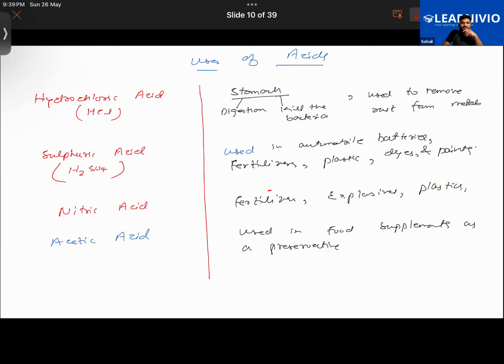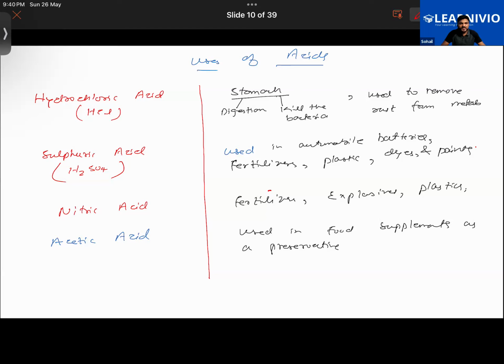Also give some examples of strong acids. Sir, hydrochloric acid. Hydrochloric acid, very good. Then sulfuric acid. Sulfuric acid, good. And nitric acid is also there. Okay, nitric acid is also there. Sir, I have confusion between nitric acid and citric acid.